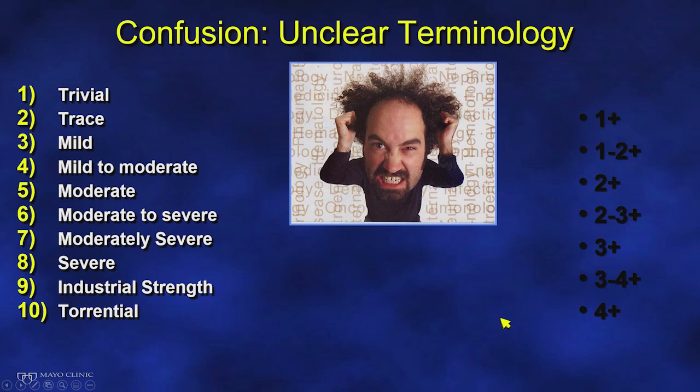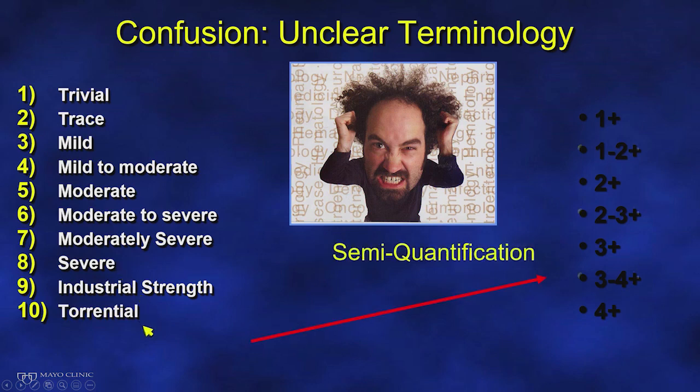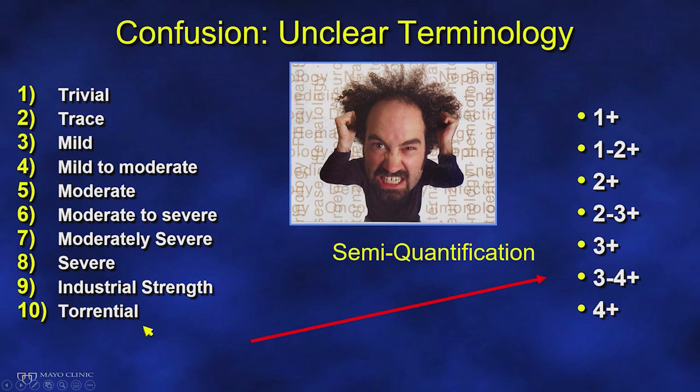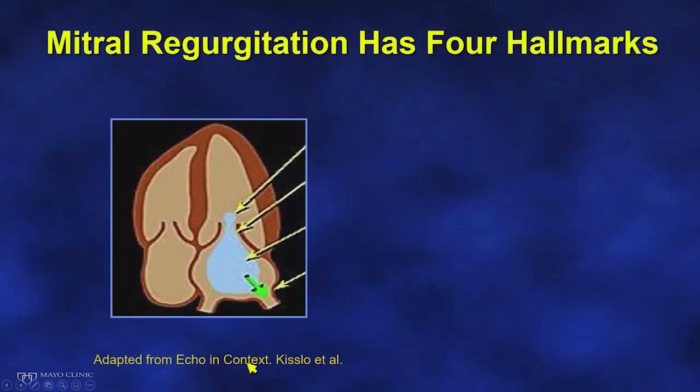Now, there's always confusion and unclear terminology when you're dealing with mitral regurgitation. There are all these terms like trivial, trace, mild, mild to moderate, moderate to severe, moderately severe, severe, industrial strength, and then torrential. Then there's semi-quantification, and people use terms like 1 plus, 2 plus, 2 to 3 plus, 4 plus, etc., but it really is still very much semi-quantitative.